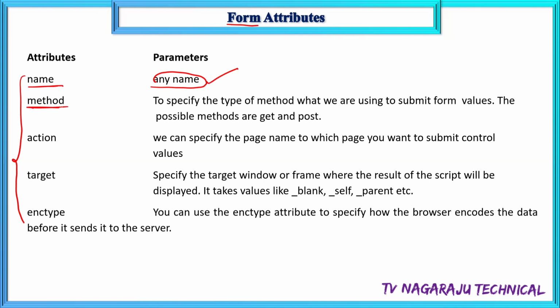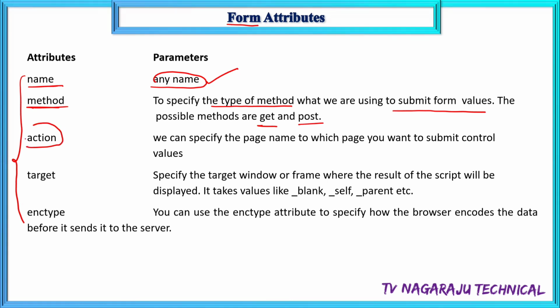Now, method. What is the purpose of the method attribute? For example, I filled all the user details. Once I submit, those are moved to some server. In what way are the values moved to the server? The method attribute specifies the type of method we are using to submit the values. Here you can use 2 types of methods, either get method or post method.